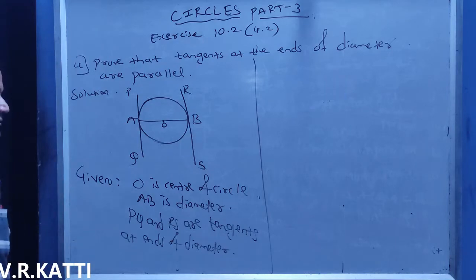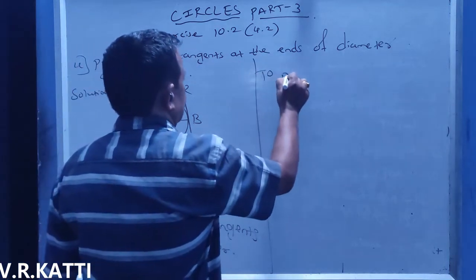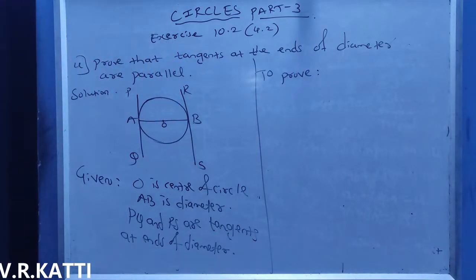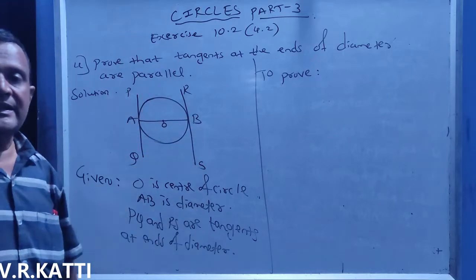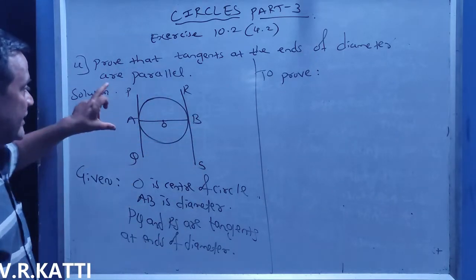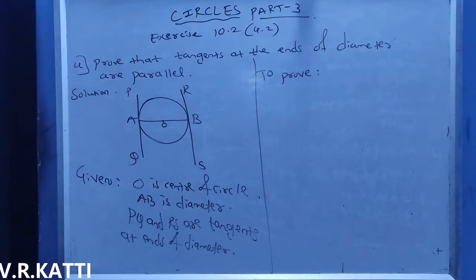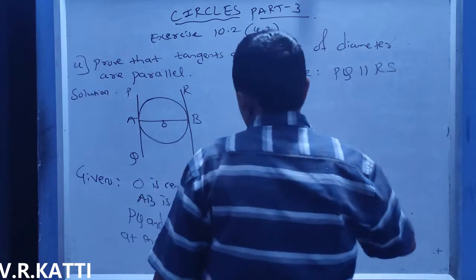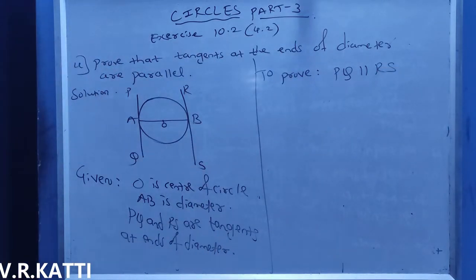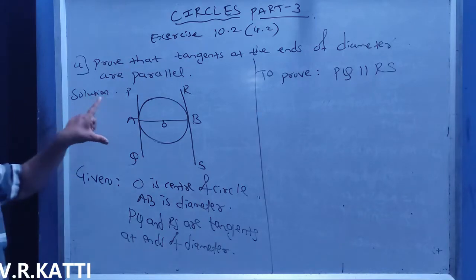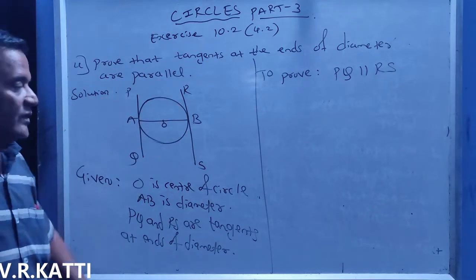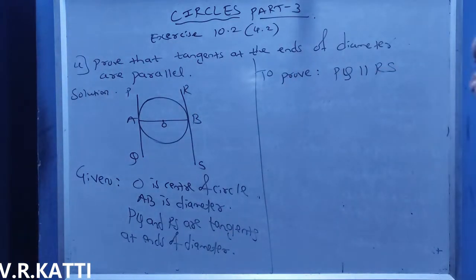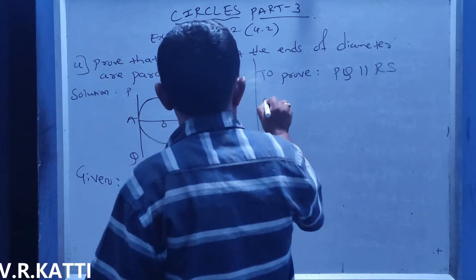To prove: the tangents at the ends of the diameter, PQ is parallel to RS. So I have to prove that PQ is parallel to RS. So, proof.